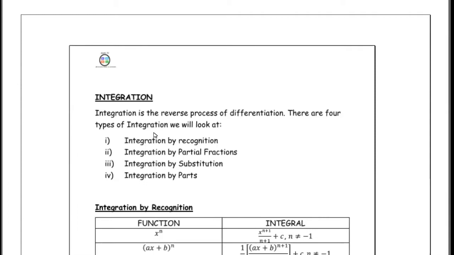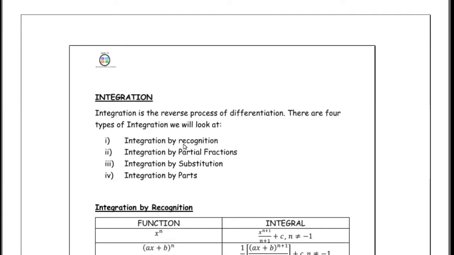There are four types of integration. All right, and we know integration is just the reverse process of differentiation. The four types of integration that you'll come across in CAPE Mathematics for Unit 2 is integration by recognition. So these are functions that you're able to just look at and know the integral of. For example, when we differentiate sine, we get cosine. So if you get the integration of cos, you know that the integration of cos is sine.